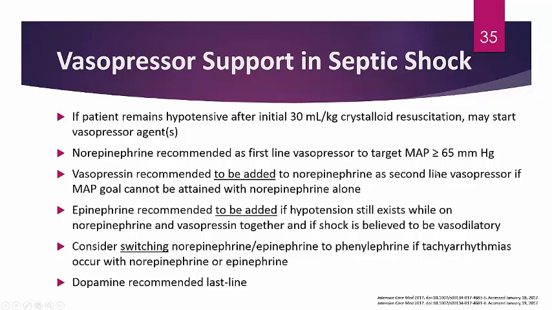Now, if your patient is still hypotensive on norepinephrine after you've fluid resuscitated with 30 mL per kilo, vasopressin is recommended to be added to norepinephrine as a second-line vasopressor if the MAP goal cannot be attained. So essentially at this point, you have patients on norepinephrine and vasopressin. If at that point your patient is still hypotensive, epinephrine may be added on.